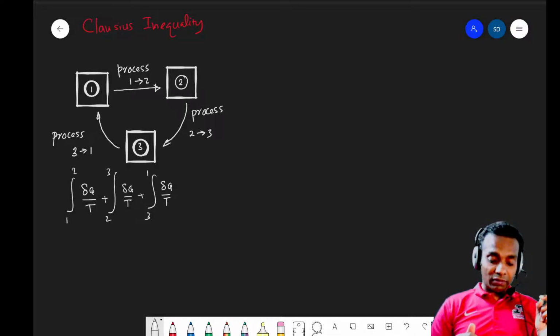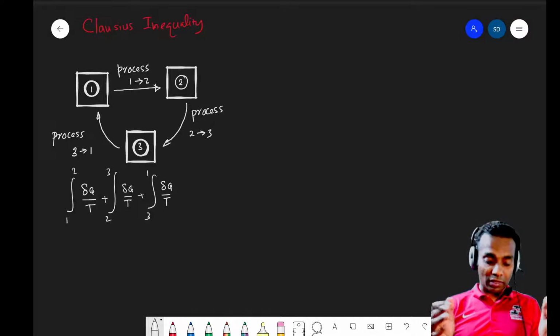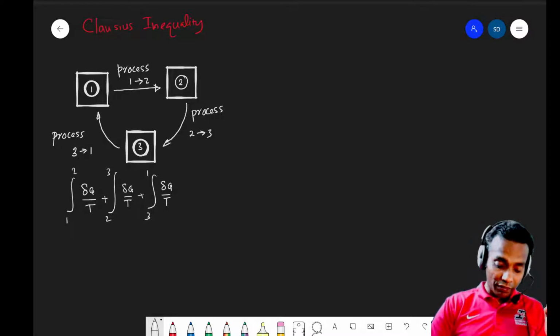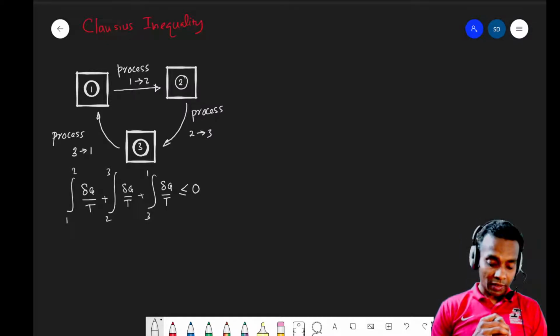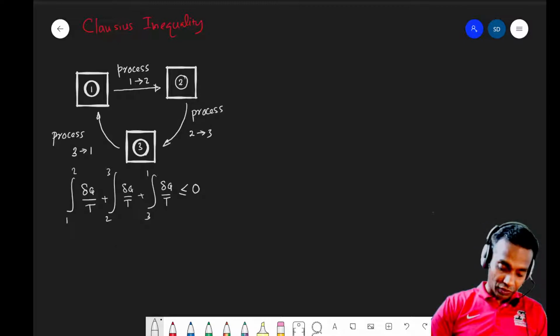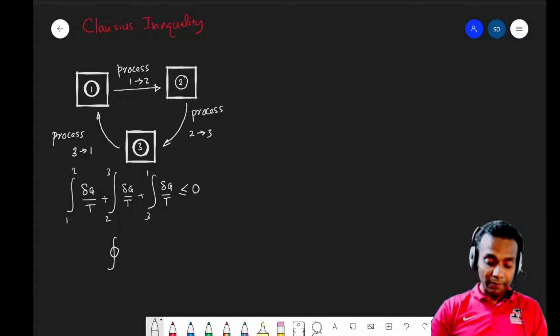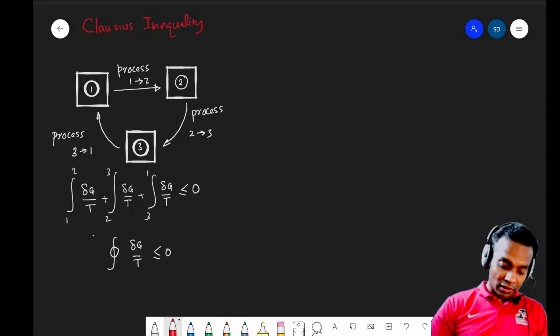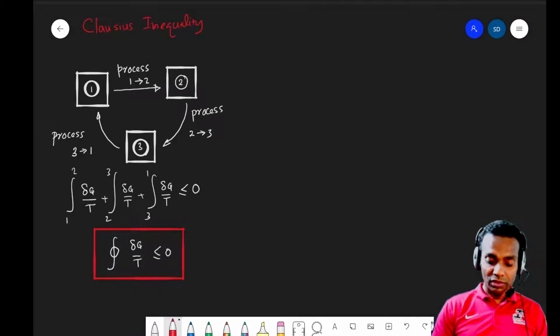And then Clausius figured out that no matter what cycle he does this for, and no matter what processes are involved in there, this quantity always adds up to less than or equal to 0. Then he came up with a concise mathematical expression by using this cyclic integration, which denotes that it's closed around the cycle: the cyclic integral of delta Q over T is less than or equal to 0. And this is named after him, and is called the Clausius inequality.